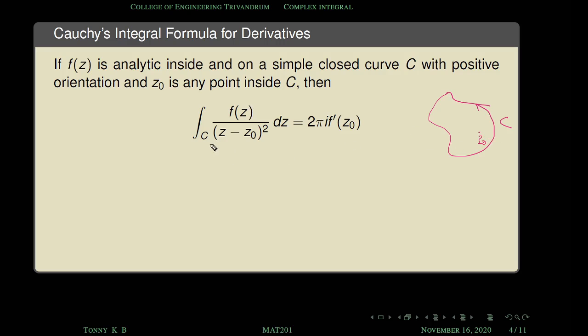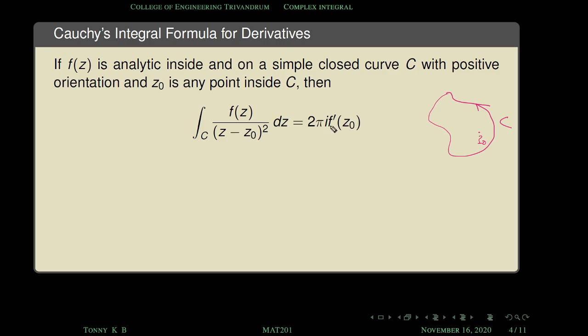Then integral over C f of z by z minus z naught square dz equals 2πi into f dash of z naught. In the case of Cauchy's integral formula, it is only f of z by z minus z naught, and in that case the answer is 2πi into f of z naught. But when it is squared, the first derivative f dash comes.